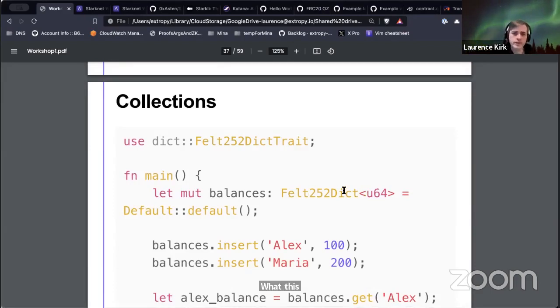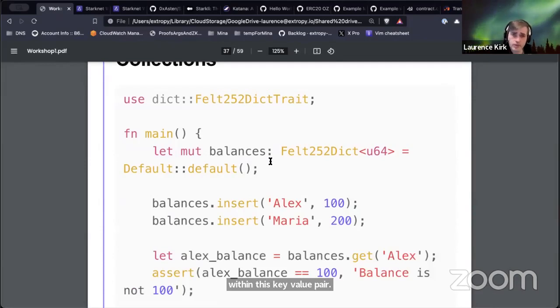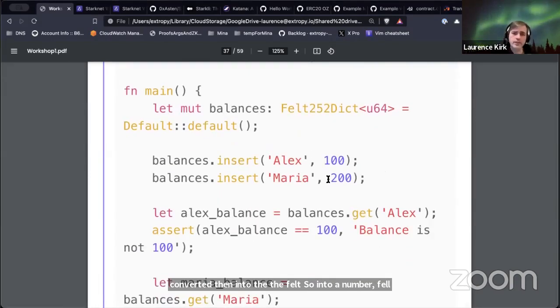You can parameterize this on the data type of the value that you want in your dictionary. If you think of your dictionary as composed of key-value pairs, then when we're creating one of these dictionaries, we can change the data type of the value within this key-value pair. But the key part is going to be a felt252 data type. As you can see here, when we're inserting something into the dictionary, we're doing this with string literals, but they get converted into a felt, so into a number, felt252, and that forms the key for the dictionary. So that is how we're able to do that.